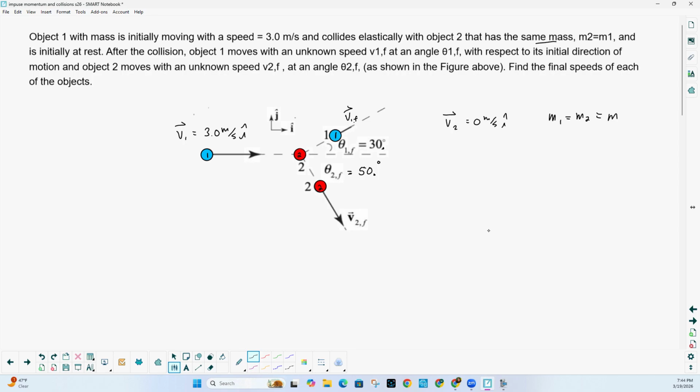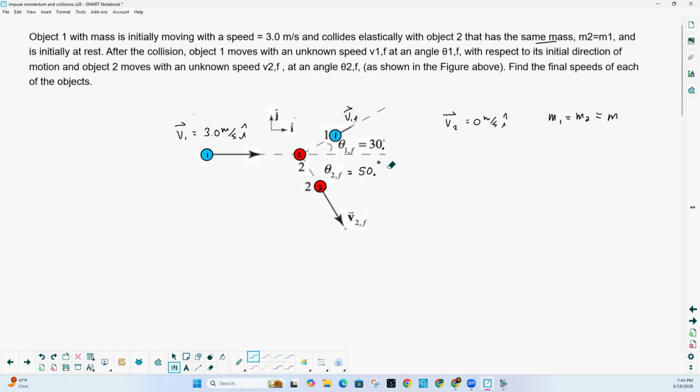After the collision, object 1 will move with an unknown speed at an angle of theta 1, which is going to be 30 degrees. Object 2 will move with an unknown speed and another angle, as seen here, and I've defined this as 50 degrees. We want to find the speed of each of the objects after the collision. So we want to find the final speed of object 1 and object 2 after the collision.